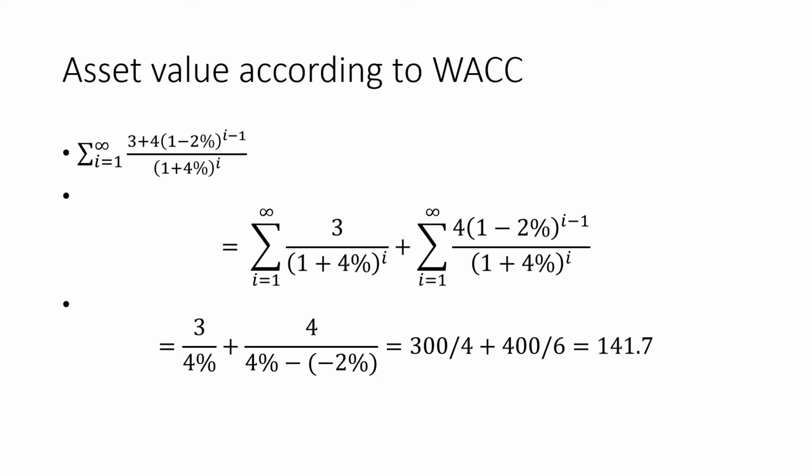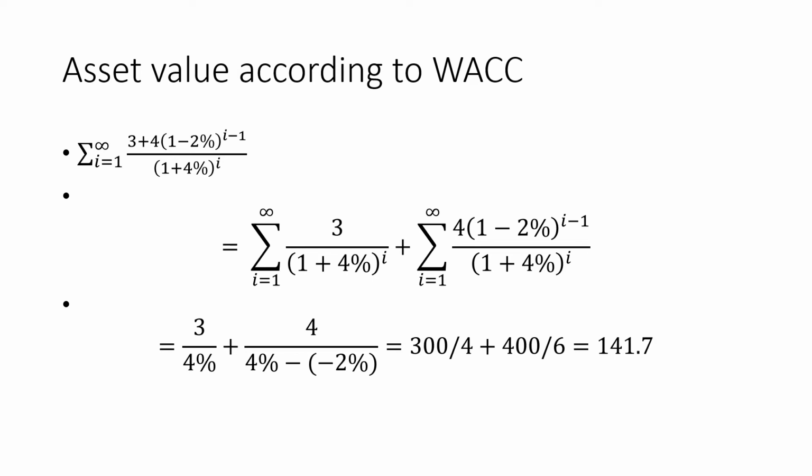Now we will calculate asset value according to WACC. So we have total cash flow, which is 3 from the debt plus 4 times (1 minus 2%) to the power of i minus 1. That's the equity part. It declines 2% every year, discounted by (1 plus 4%) to the power of i. So that's the discounted by WACC, and we sum from 1 to infinity.